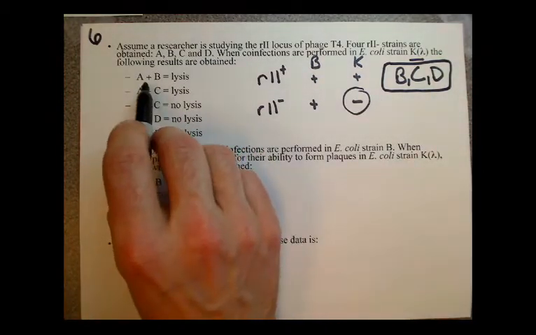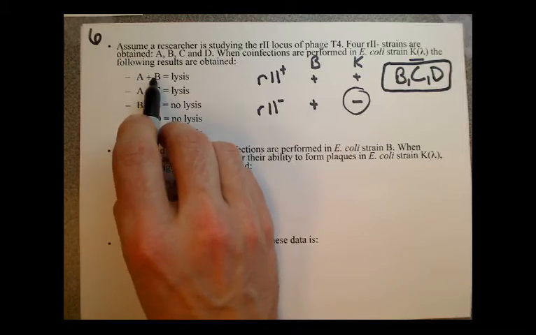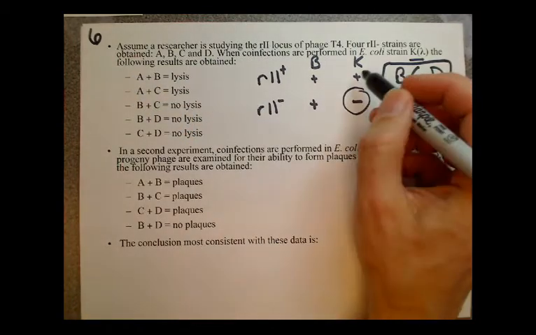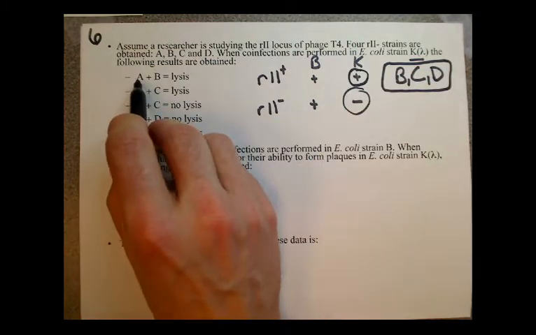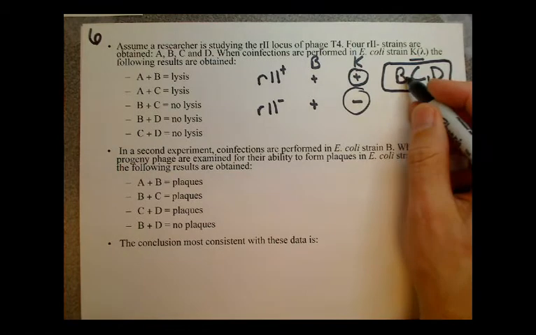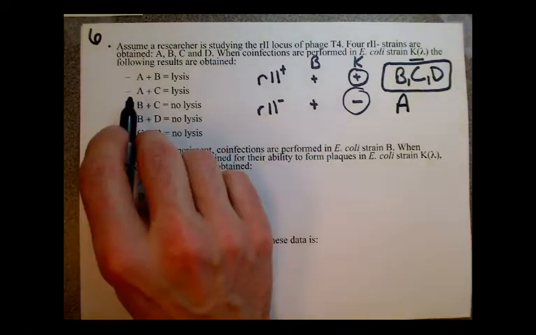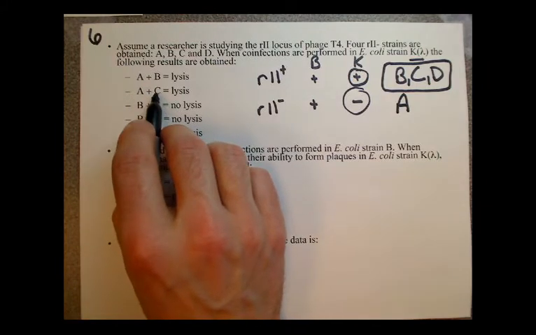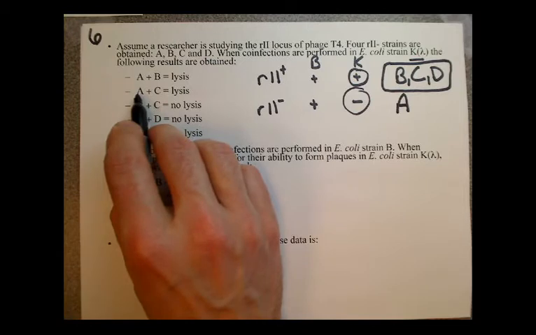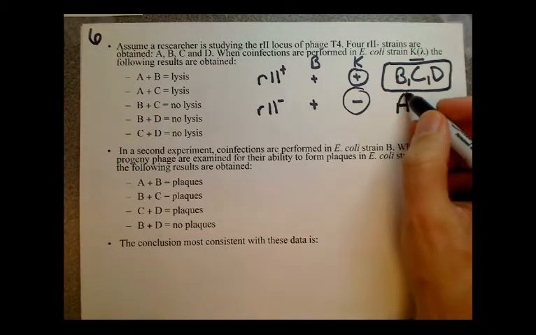And then if we look at what does complement, so A and B do complement. They give you lysis, which is the wild-type phenotype up here. So we know that these must be mutations in a different gene. So A is not in the same complementation group as B, so it goes by itself. And we also have that A and C complement, so they're not in the same complementation group. They must be mutations in different genes, which is consistent with this model also.